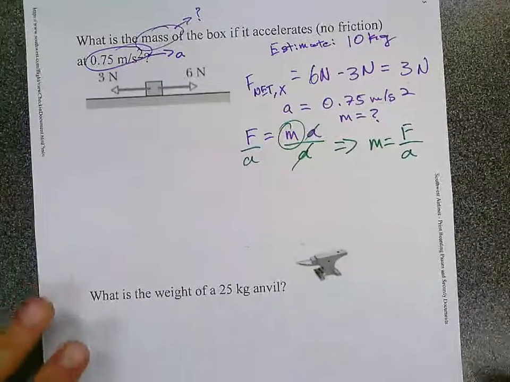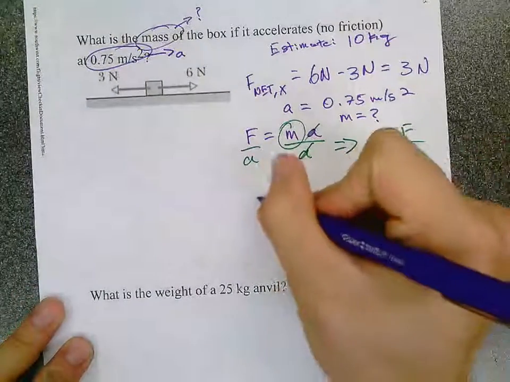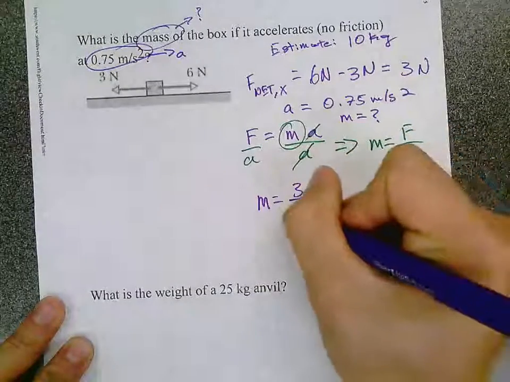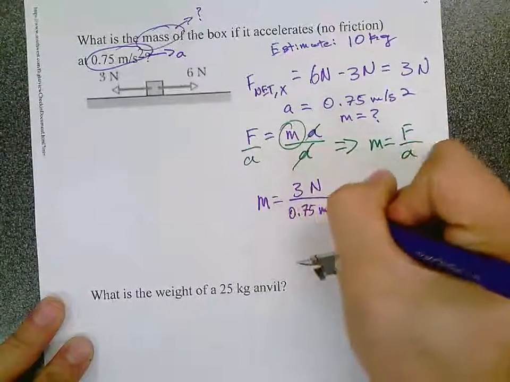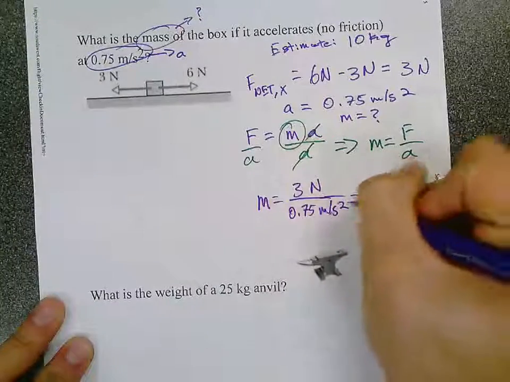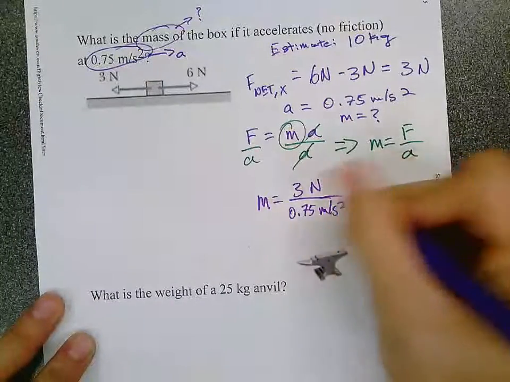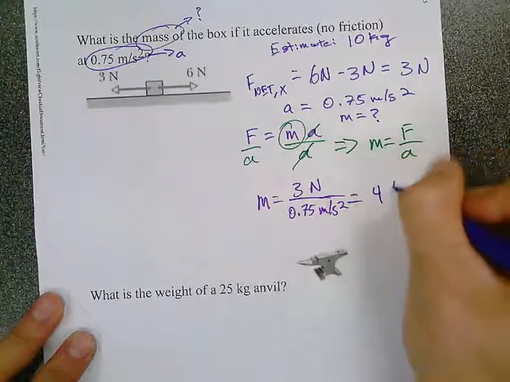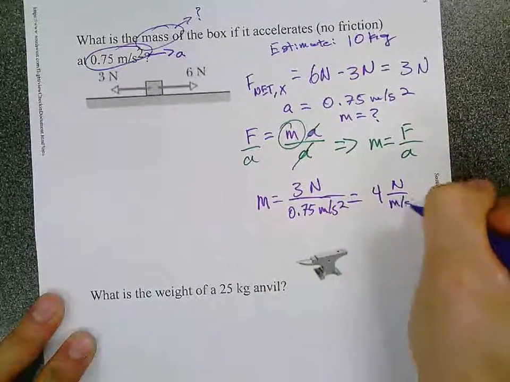Finally, we are going to plug in our numbers. When we plug in our numbers, we get m is equal to 3 newtons divided by 0.75 meters per second squared, which gives us 3 divided by 0.75 is 4, and then our units are N divided by m over s squared.